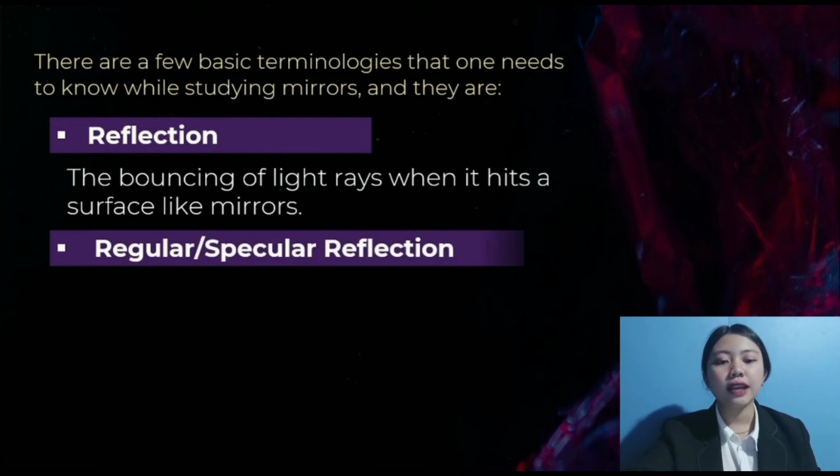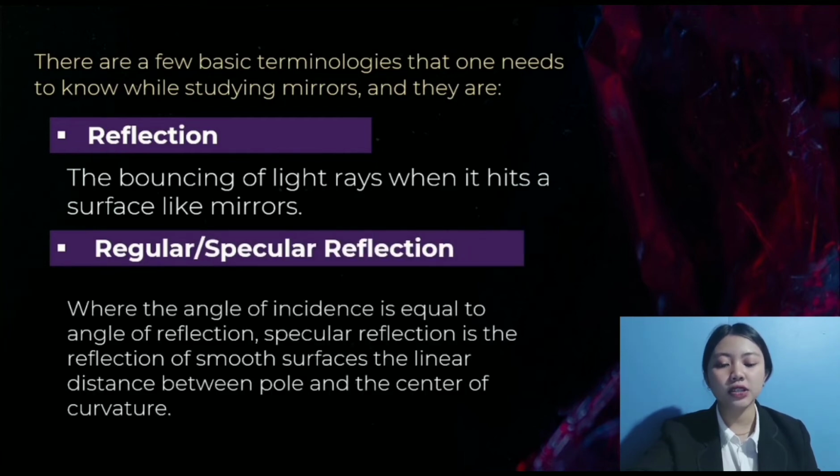Next is regular specular reflection. It is where the angle of incidence is equal to the angle of reflection. Specular reflection is the reflection of smooth surfaces. Keep in mind that all plain, shiny surfaces exhibit this kind of reflection.